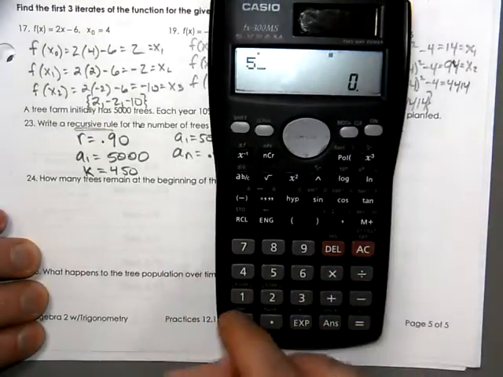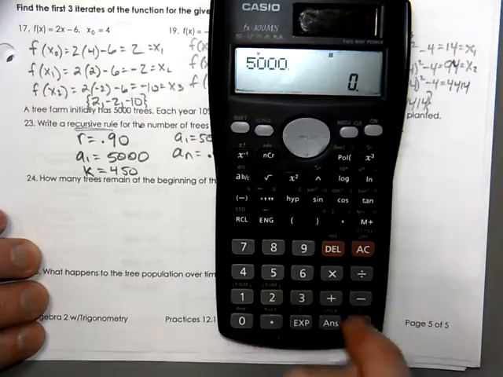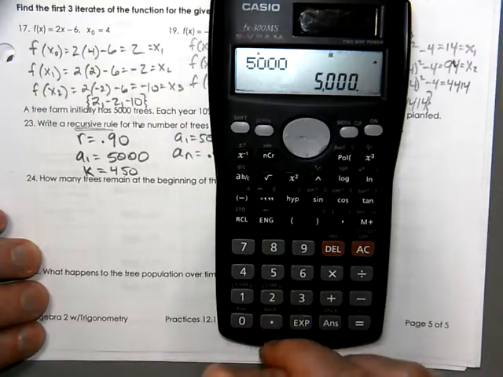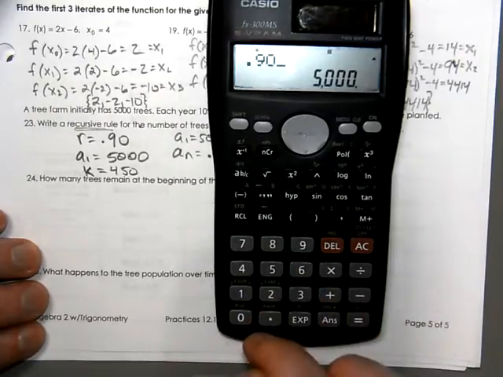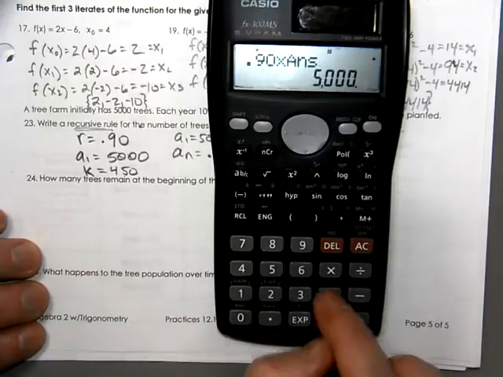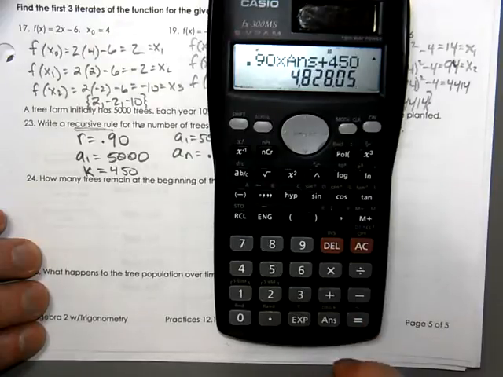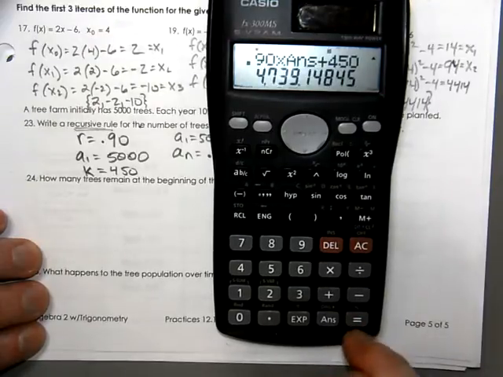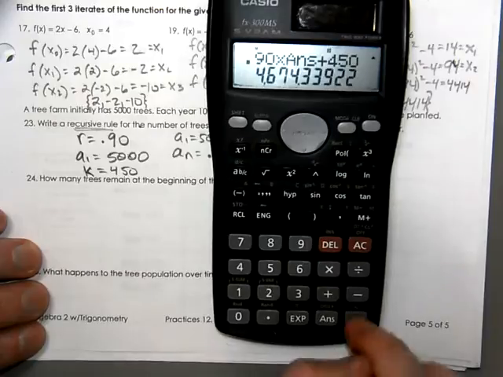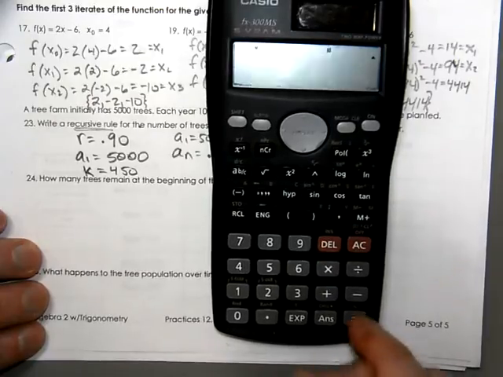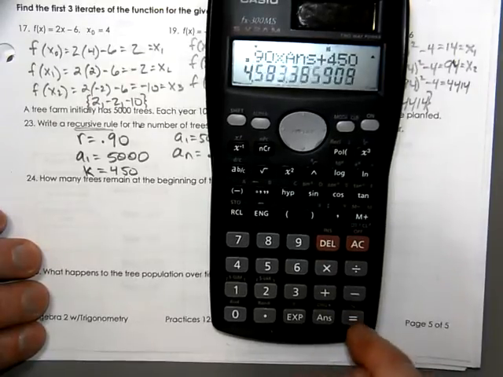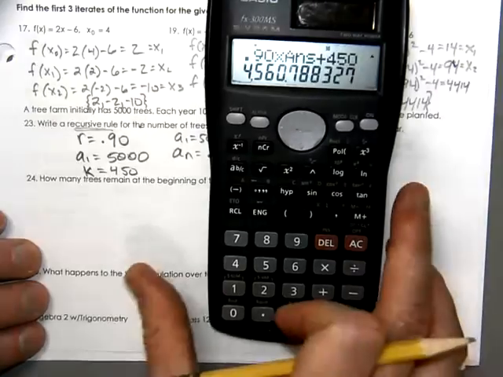So what we'd be looking at is 5,000. We're going to take 90% of that answer, and then we're going to add 450 to it. So we see each year we keep changing the value, and keep changing the value.